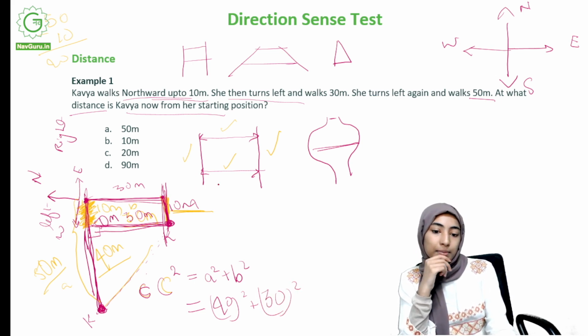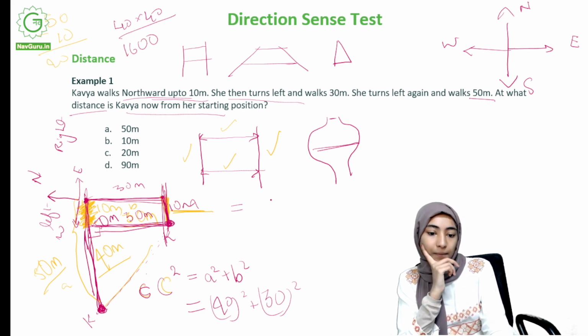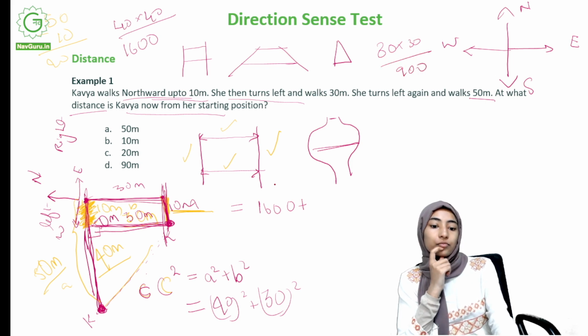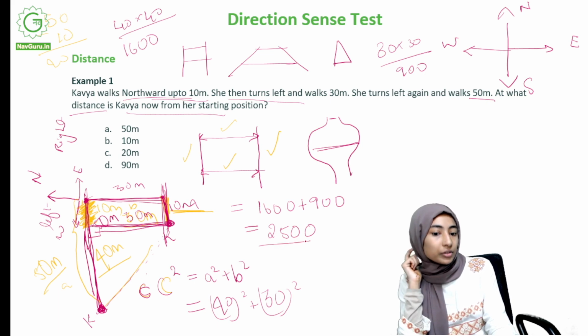What is 40 square plus 30 square? Basically, what is 40 square? 40 into 40 is 1600, right? 4 times 4 is 16, with two zeros. That is 1600 plus what is 30 square? 30 into 30 is 900. 1600 plus 900. What is 16 plus 9? 25, and it is 2500.